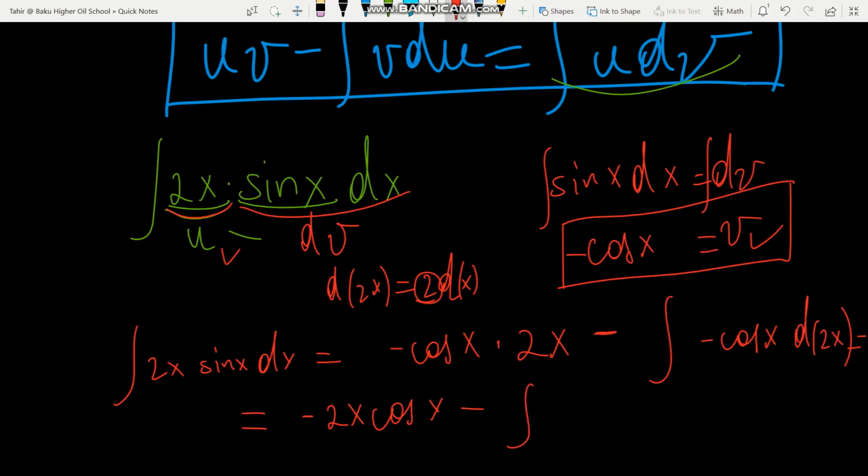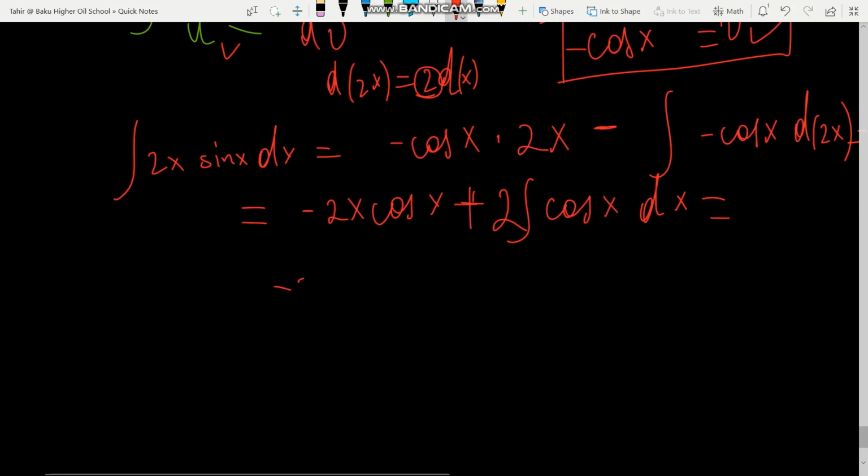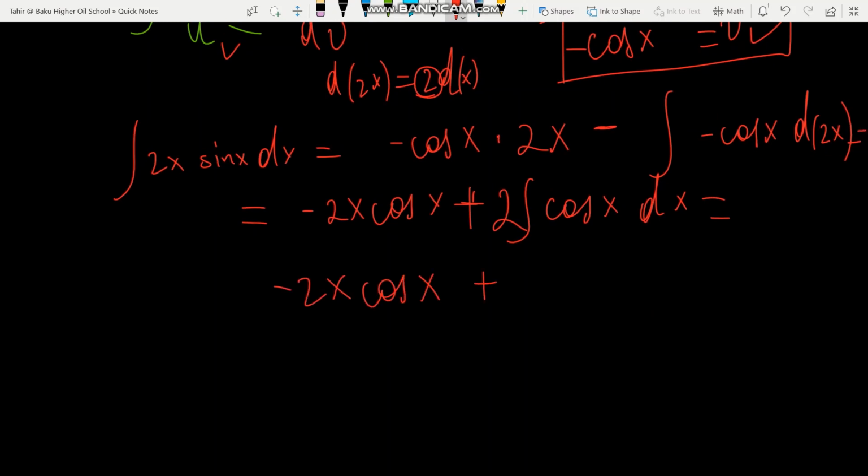integration, and we should just make this minus into a positive sign because this minus times minus will make a positive sign, cosine x, and 2 will come here because it is a constant, dx. The solution at the end will be equal to minus 2x cosine x plus 2 integration of cosine x dx. The integral of cosine x is sine x, and this is the final solution.